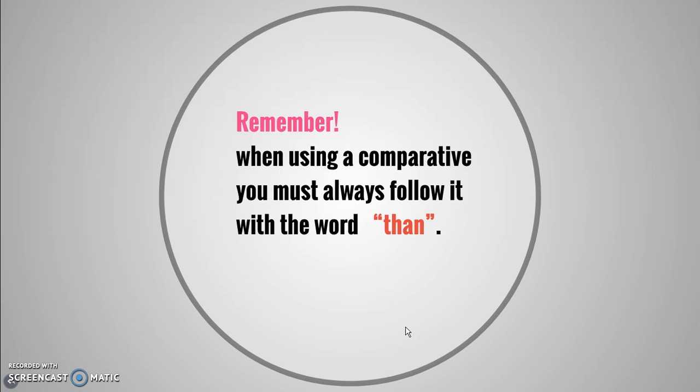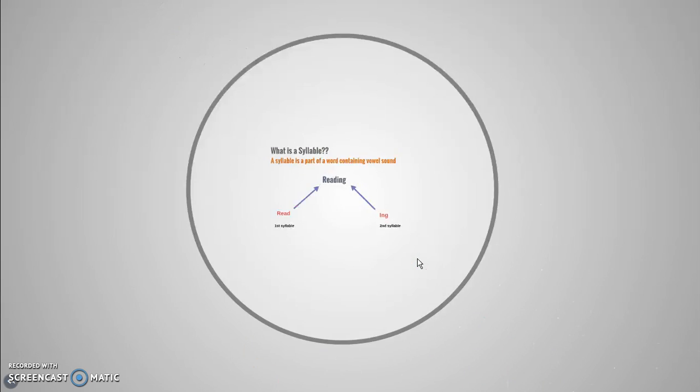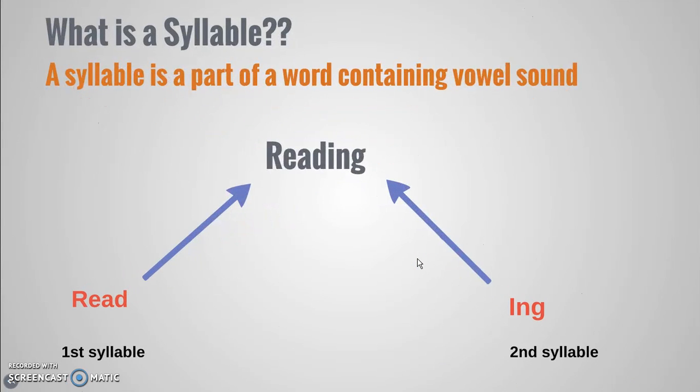Here we have to pay attention. When using a comparative, you must always follow it with the word than, not then with E. It's with A. Now before we conclude, it is better to determine the number of syllables in each word.